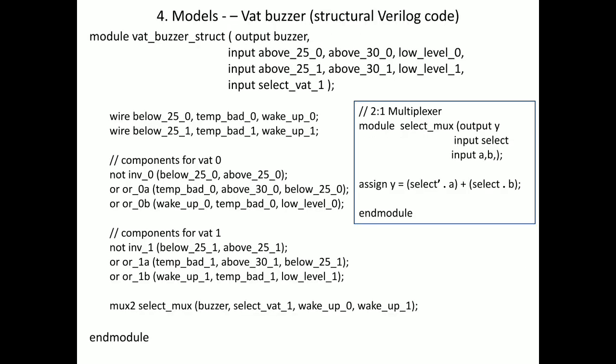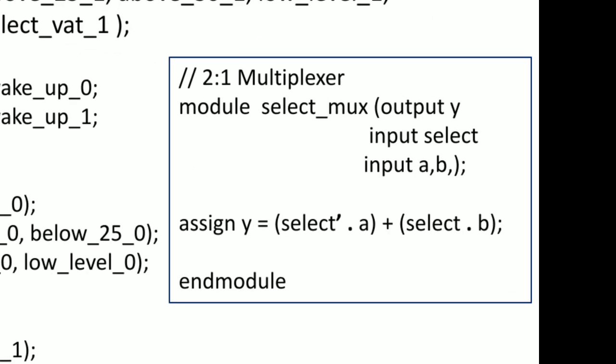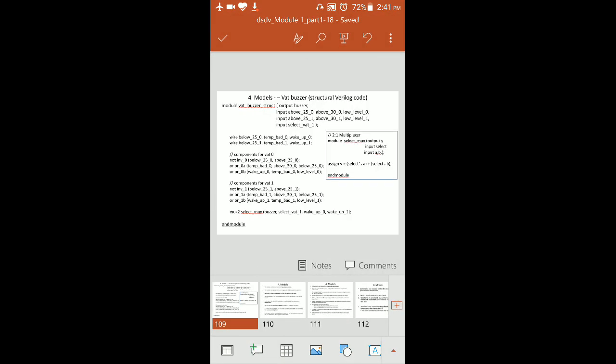We will move on. This is the actual Verilog code, which I will be sharing on the slide with you. Please have a look at this. There are two Verilog codes for the VAT buzzer, explicitly mentioned as structural Verilog code. This is the first part of describing the VAT buzzer circuit, and additionally you need to write the multiplexer Verilog code also. Here again, same mistake. I will edit it.